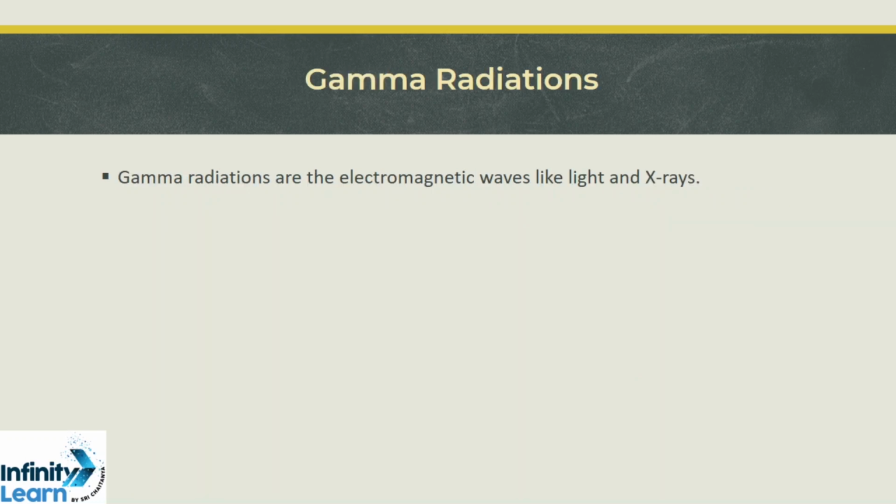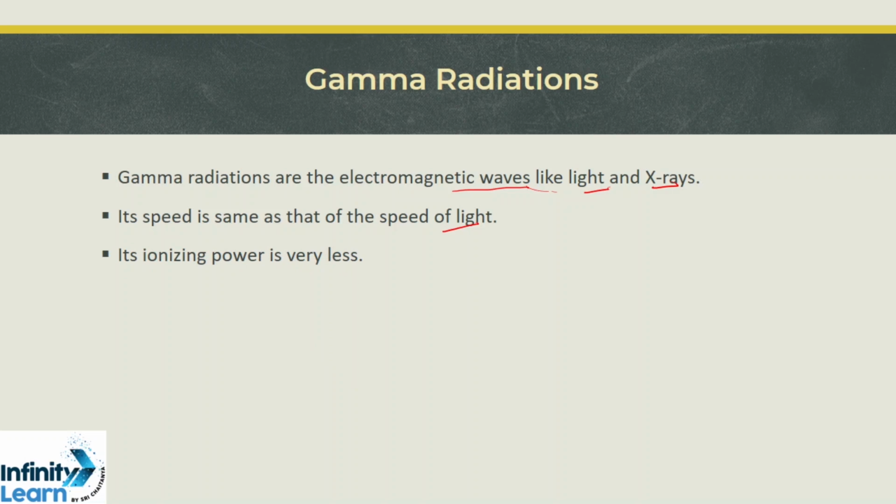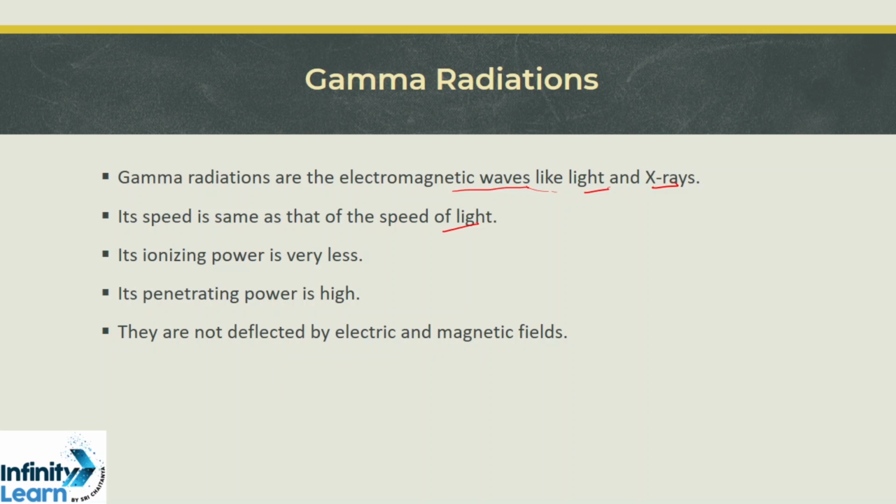Lastly, let us talk about gamma radiation. Gamma radiations are nothing but electromagnetic waves, just like light and X-rays, and therefore they have the same speed as the speed of light, which is 3 into 10 raised to 8 meter per second. The ionizing power of gamma radiation is very less, and therefore it loses very little energy while traveling, and hence its penetrating power is very high compared to alpha and beta particles. Since gamma radiations are electromagnetic waves, they are not deflected by electric and magnetic fields.